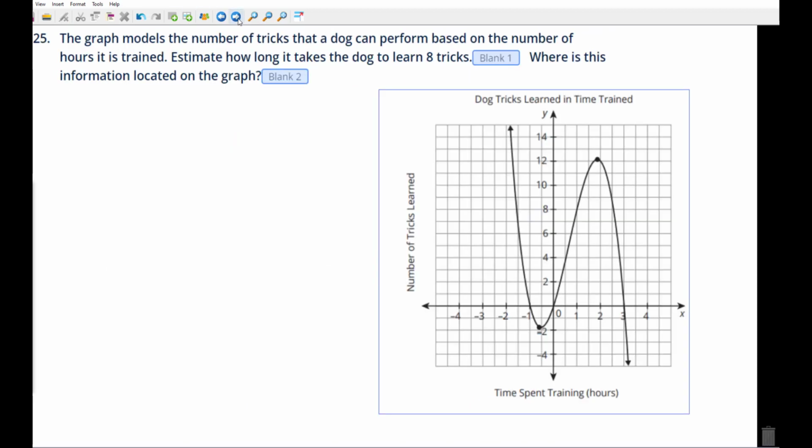So this next one is looking at how many tricks the dog can perform based upon how many hours it's trained. And so we need to look at when will it learn 8 tricks. Well, 8 tricks is here, so it'd be at 1 hour, and that came from the ordered pair (1, 8).